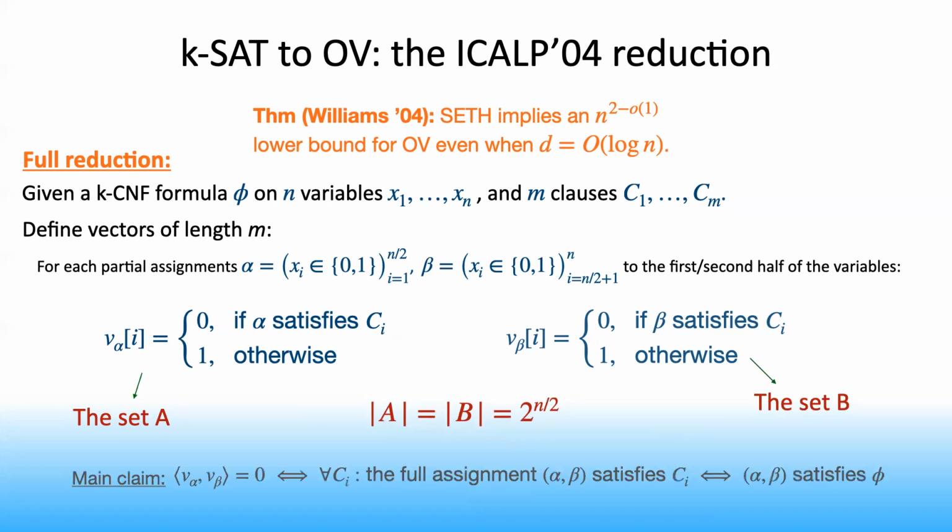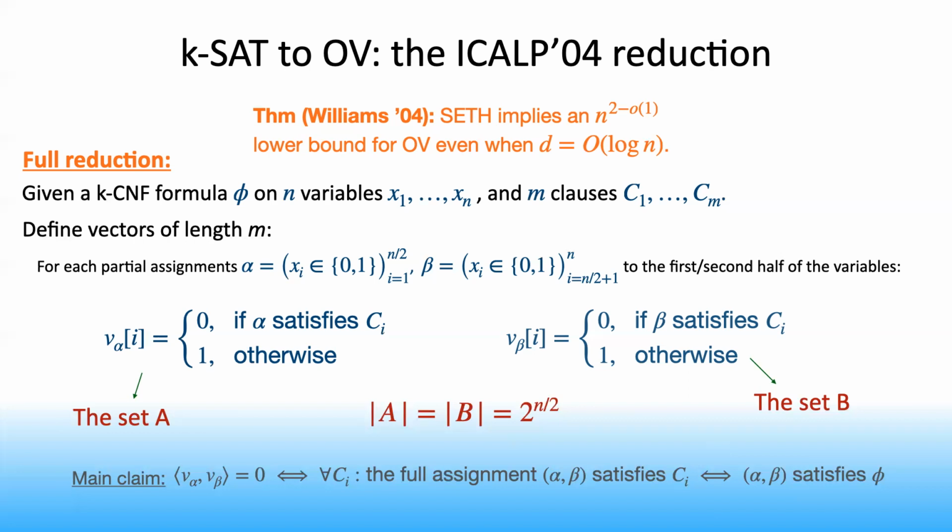The key claim that can be verified easily is that a pair of vectors is orthogonal if and only if the corresponding pair of partial assignments make up a full assignment that satisfies the formula. This is because for the pair to be orthogonal, it must be the case that every clause is satisfied by at least one of them. Or else, if there's some clause that none of them satisfy, then the corresponding coordinate will have a 1 in both vectors and they would not be orthogonal.